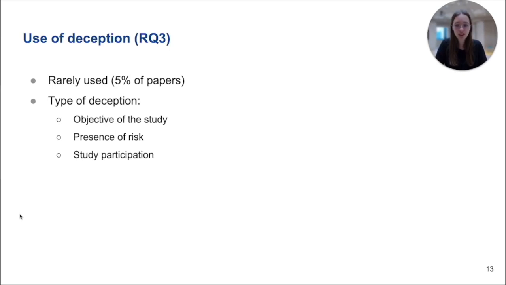Most commonly, these papers deceive participants about the objective of the study, others deceive participants about the presence of risk, and some deceive their participants about the study participation. In the paper, we give examples and provide a much more detailed analysis of papers using deception.